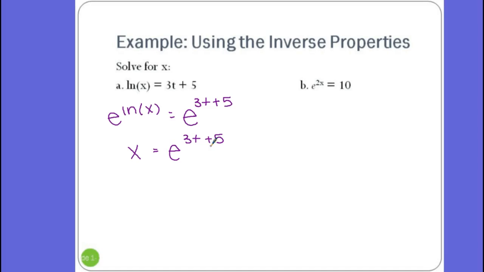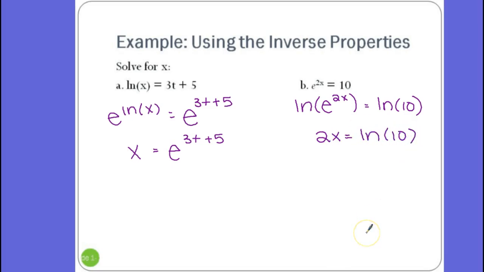I know, I hate t's. e to the 2x equals 10. I need to know what x is. How do I get rid of the e? Natural log. So it's the natural log of e to the 2x equals the natural log of 10. Go back to your rules. What are the rules? If you have a natural log and an e, they cancel. So 2x equals the natural log of 10. So x equals 1/2 the natural log of 10.